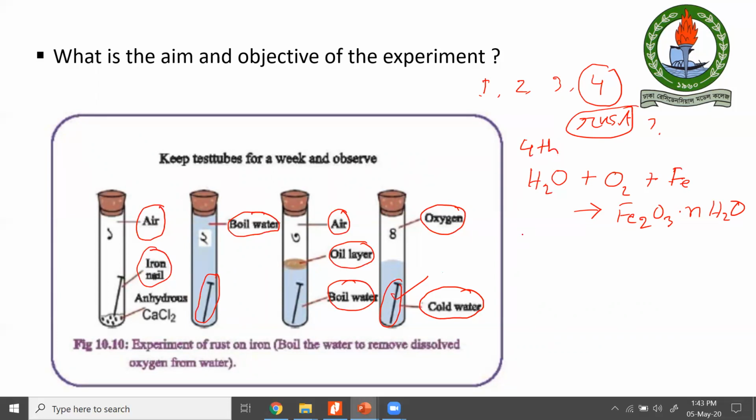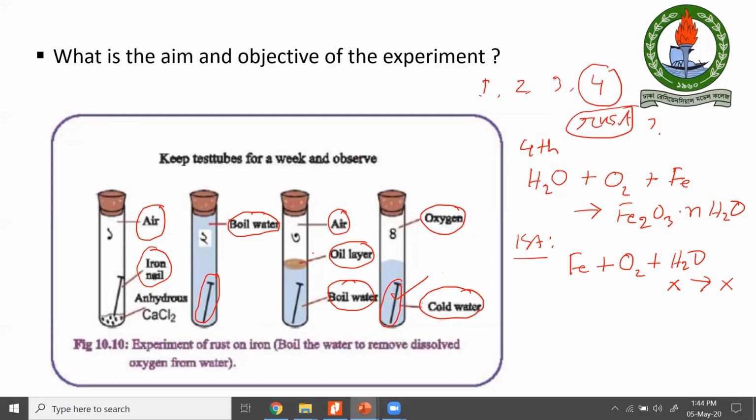If we consider the first one, what will happen? In the first test tube, we have an iron nail present, and we have air, that means oxygen is present. But here water is absent, no water. As water is absent here, there will be no rust. Why is water absent here?